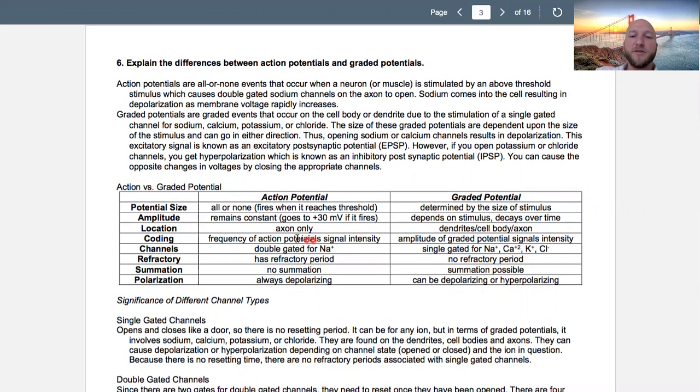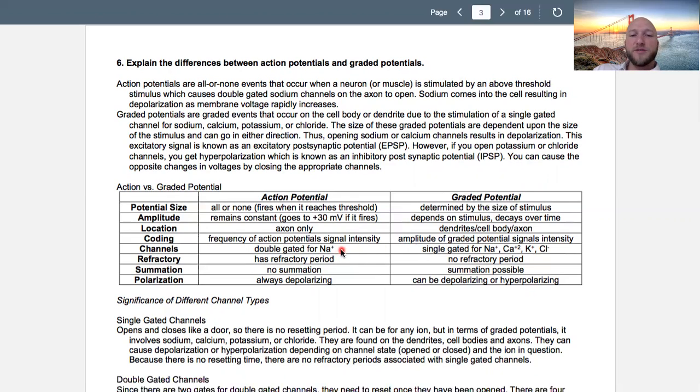Coding: action potential, you can't change the amplitude, so it's frequency based. Faster, higher frequency, or lower frequency of signal. Graded potential, the way it codes information is the amplitude of the change, the amplitude of the change in potential.